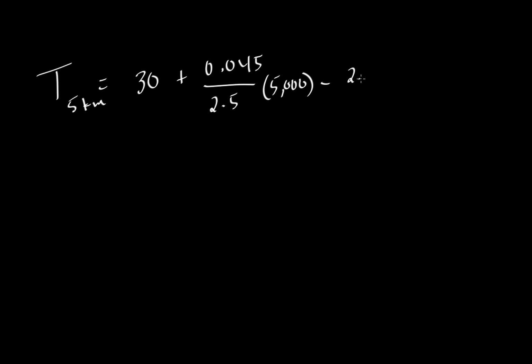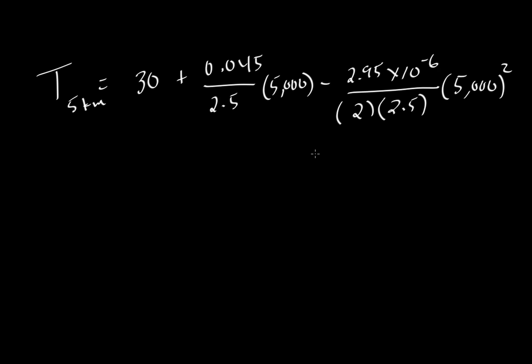So our temperature at 5 kilometers would be the temperature 30 degrees plus 0.045. We're not going to put in the units here because we don't have room. And that would be divided by 2.5 multiplied by 5,000. We need to have the depth in units of meters. And then minus 2.95 times 10 to the minus 6. That would be divided by 2, that's our 1 over 2 factorial term, multiplied by 2.5, that's our thermal conductivity term. And then multiplied by the depth squared. So again, in meters, that's 5,000 squared.